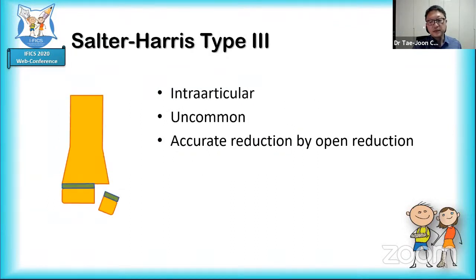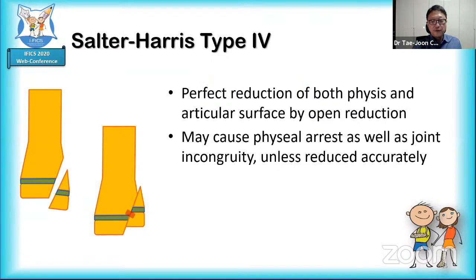Type 3 is an uncommon intra-articular fracture, so accurate reduction of the articular surface should be done. Type 4 fracture also requires accurate reduction at both articular surface and physis. Unless accurately reduced, a bone bridge may be formed between the epiphysis and metaphysis, causing physeal arrest, and joint incongruity will ensue.